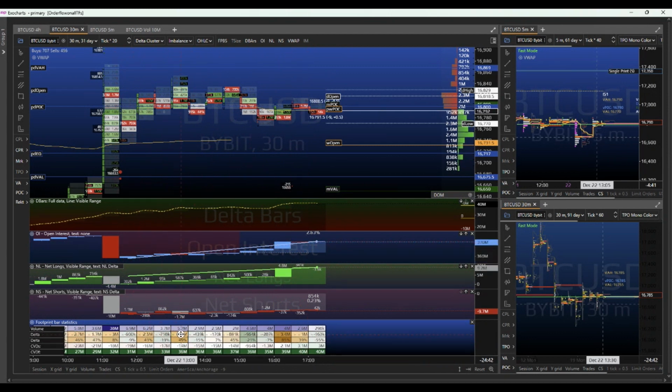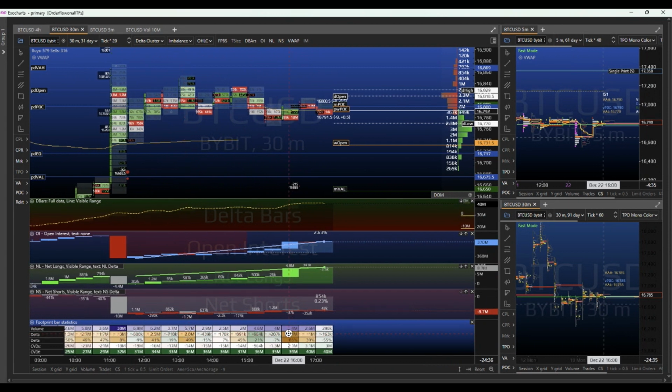Remember, delta refers to the aggressive orders at market, right? And there's no aggressive orders here at market right now. This was probably the best one at 3.4 million delta, but the volume's decreased. I mean, from 38 million to 6.9 to 6.2 to 5.7 to 4. So I wouldn't be surprised.